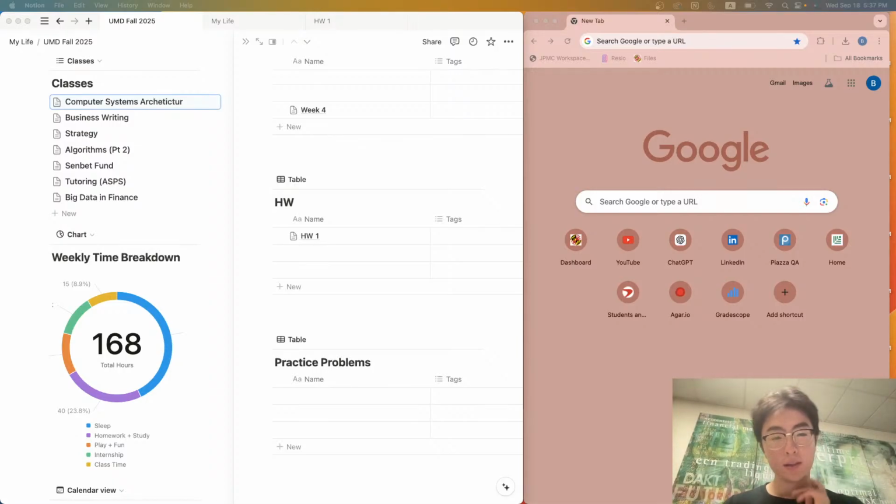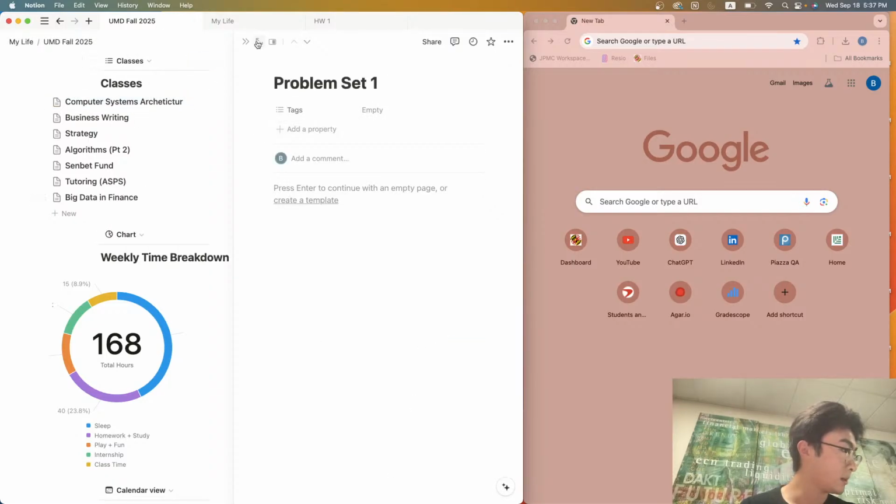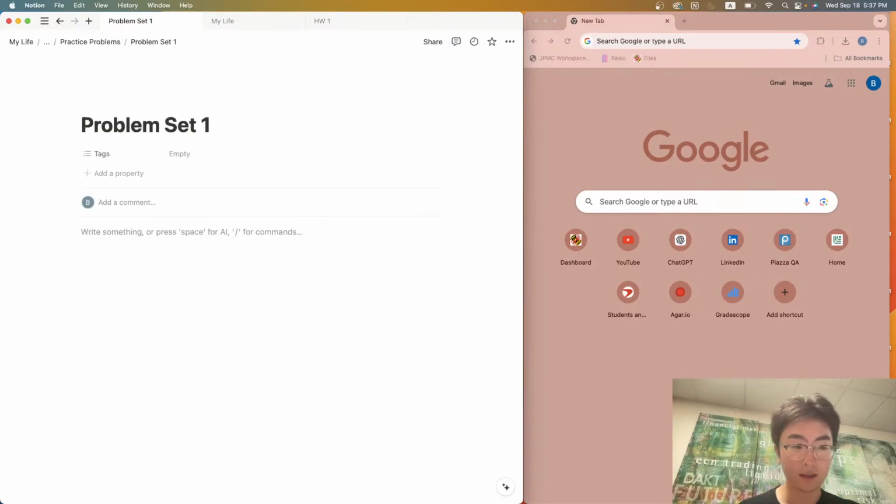So, what I want to do here is I have an exam coming up for my computer architecture class, and I'm going to try to spend some time going over practice problems. So, not homework 1, but problem set 1. I think let's just get right into it, right?